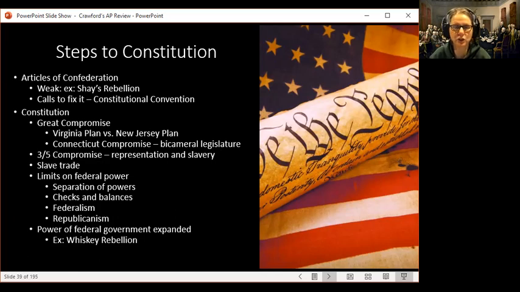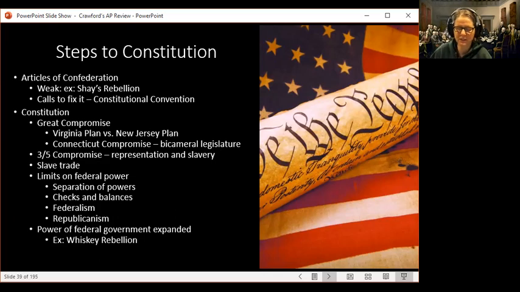The next big issue they have to overcome is slavery, and they end up settling on something called the 3/5 compromise, and it's 3/5 for both representation and for taxation. So what you did is you looked at the slaves, and for every 5 slaves, 3 counted towards population. And this gives the South a lot of power because of the growing and burgeoning slave population in the South.